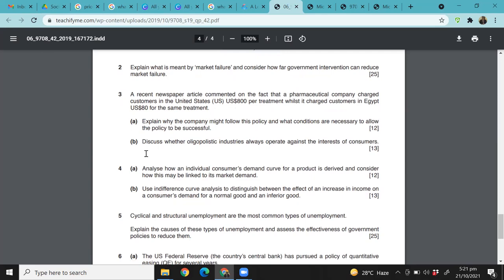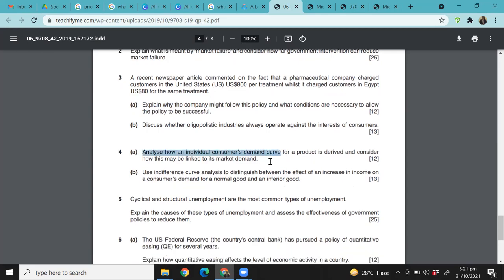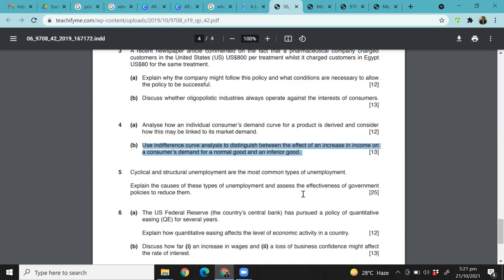Then the fourth question says, analyze how an individual demand curve for a product is derived and consider how this may be linked to its market demand. Then it says, use indifference curve analysis to distinguish between the effect of an increase in income on a consumer's demand for a normal good and an inferior good.